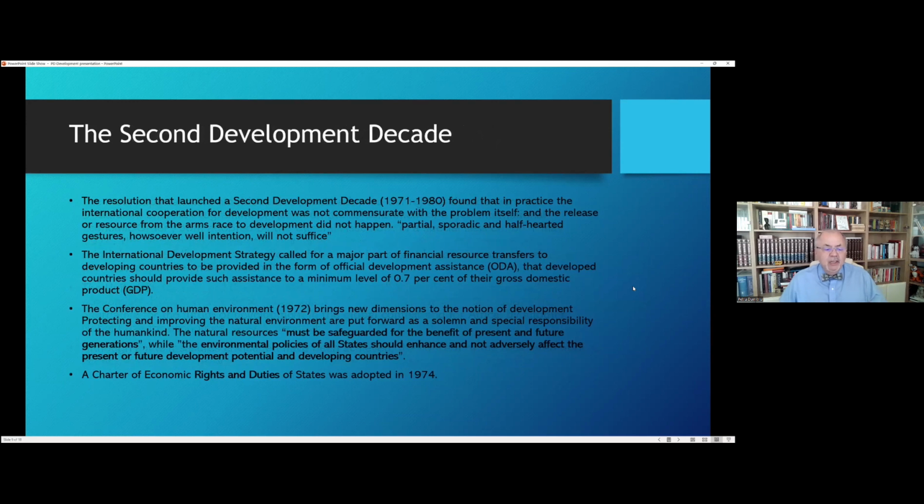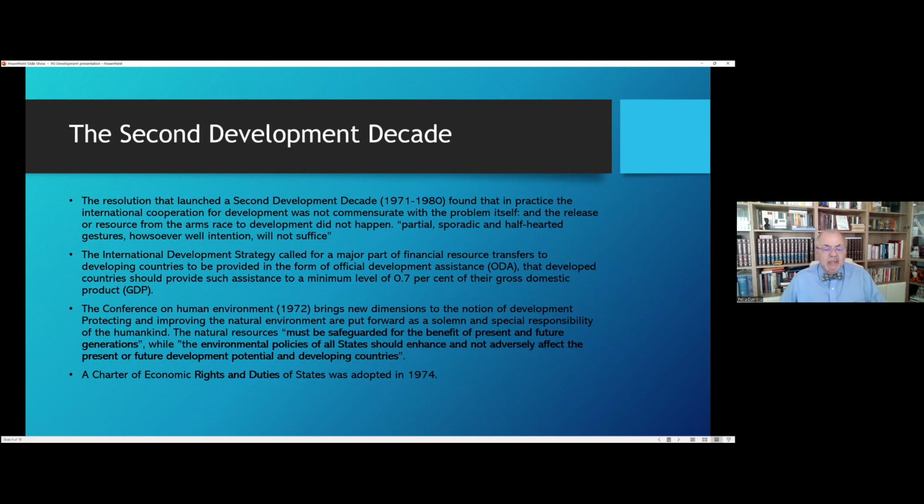I want to signal here the fact that it was at this point in time, during that decade, when developed countries committed to provide assistance to a minimum level of 0.7% of their GDP. Of course, we know that nowadays only I think five countries are up to that level. But again, it was a very revolutionary move forward proposed by the United Nations.